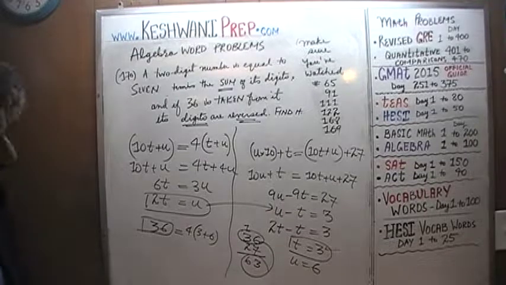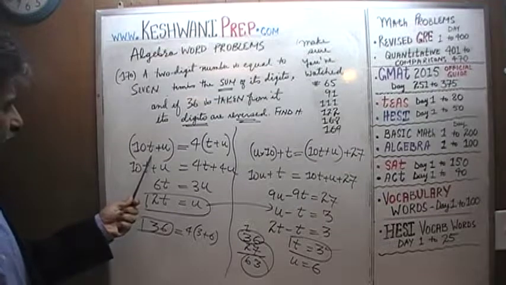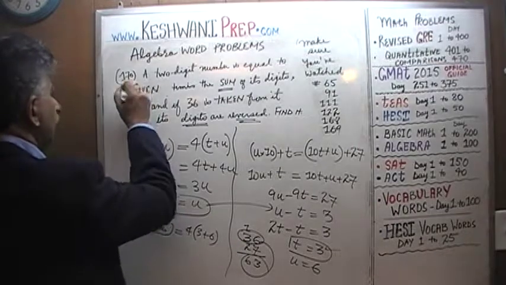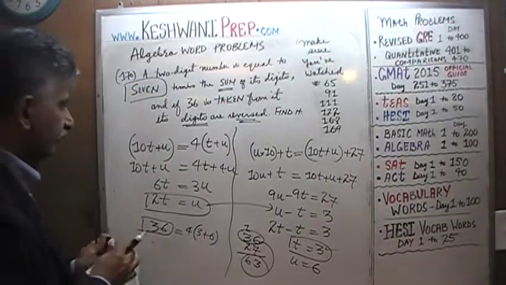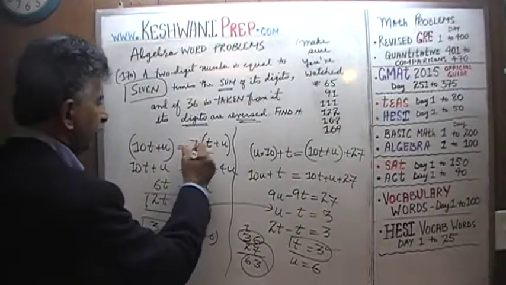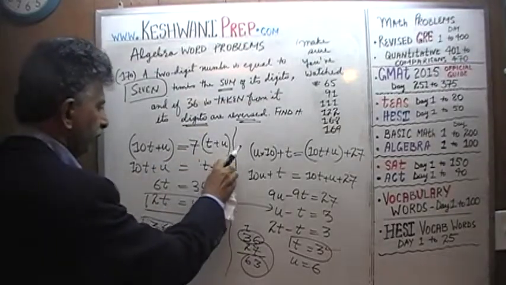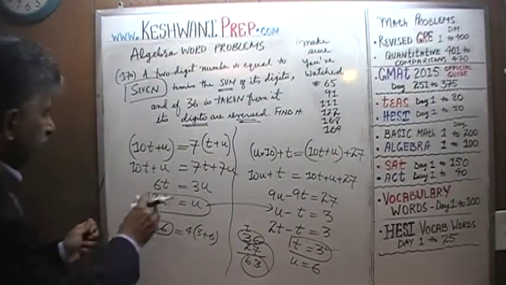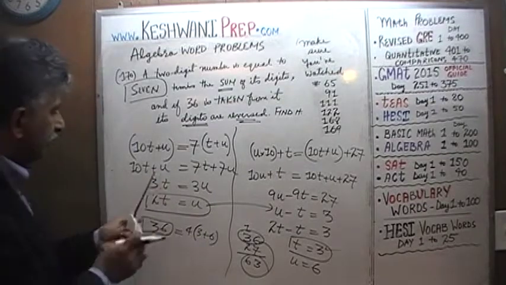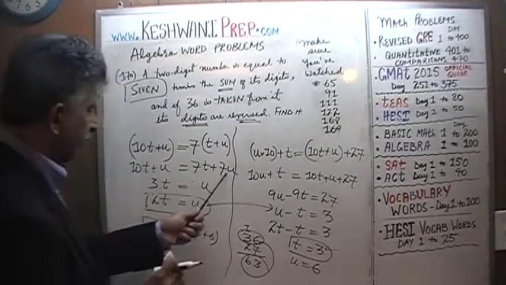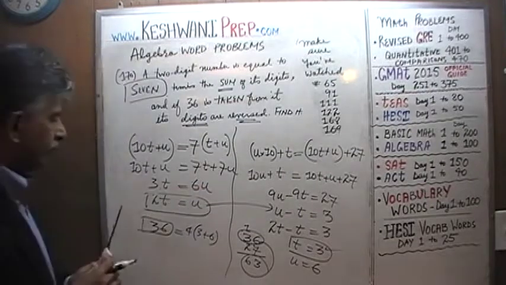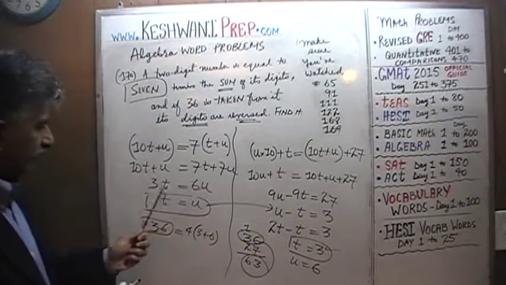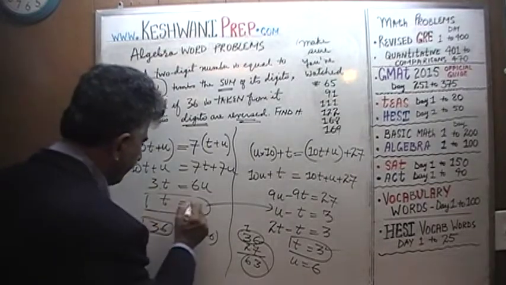So here we go. This time, we have our two-digit number, which is this right here, 10t plus u, which happens to be equal to 7 times the sum of the digits. So we have 7 times, not 4 times, 7 times. So this is going to become 7, this is going to become 7. Bring the 7t here, it will become 3t. Bring the u over there, 7u minus u will become 6u. In which case, if you divide both sides by 3, t will become 2 times u.